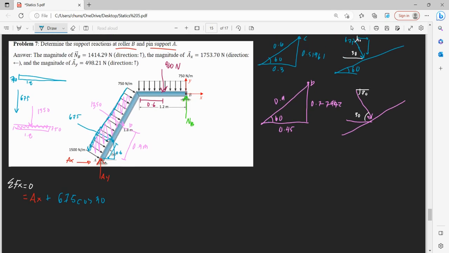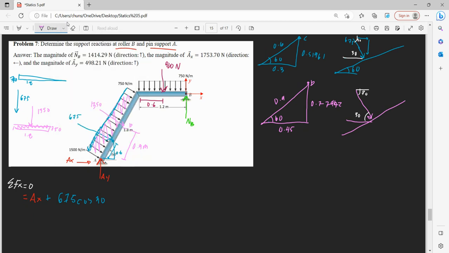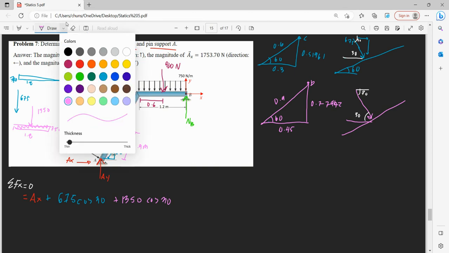And we have our rectangular distributed load, which is positive x direction again. This is 1350 cos 30, which is equal to 0 altogether.